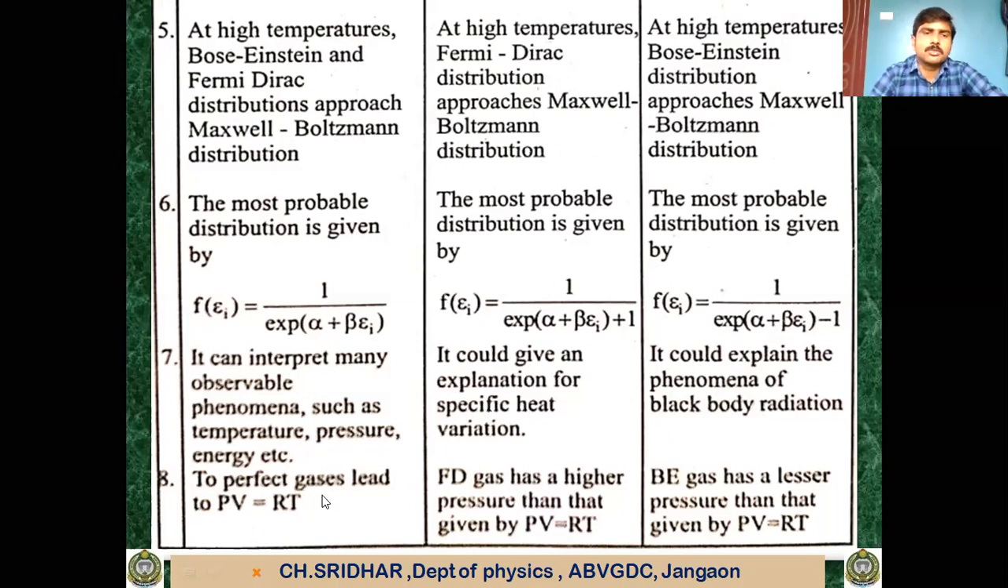So it is applicable to the ideal gas equation, that is PV is equal to RT. A Fermi-Dirac gas has higher pressure than that given by PV is equal to RT, and a BE gas has a lesser pressure than that given by the ideal gas equation. So these are the comparisons of the three distribution laws. And next, the application of the Fermi-Dirac distribution in order to find the Fermi energy of an electron gas.